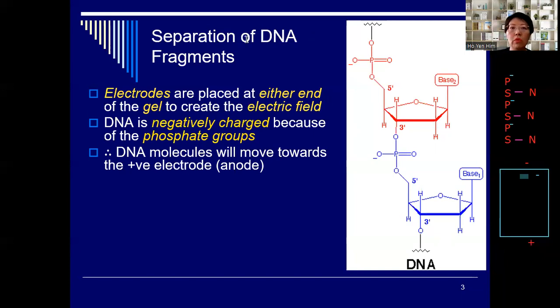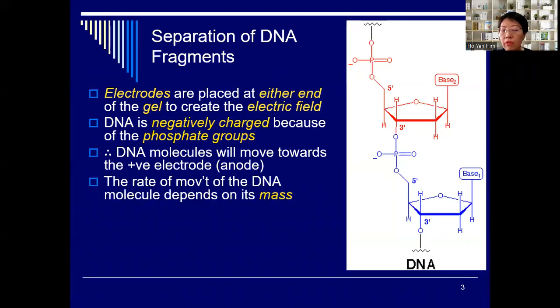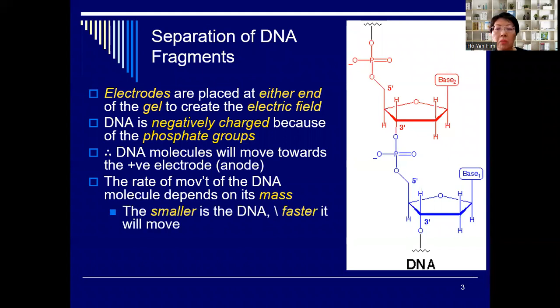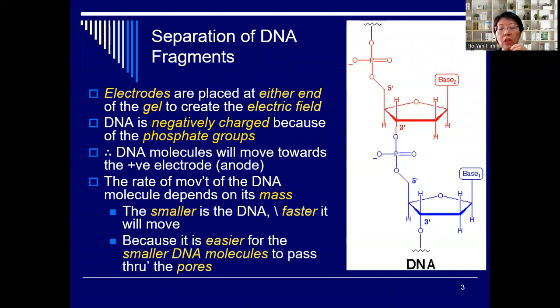Okay, so it will move towards the positive electrode here. So start to move this way, so that DNA fragments of different sizes will start to separate into different locations. The rate of movement of the DNA depends on its mass. So the smaller DNA will move faster than the longer DNA, because the smaller the DNA is, the easier it is for it to pass through the pores within the gel.